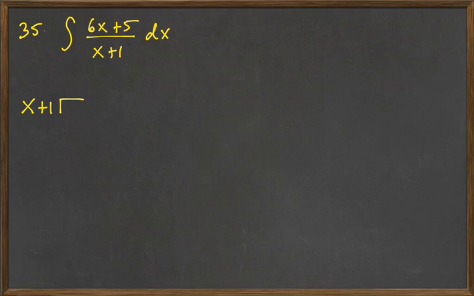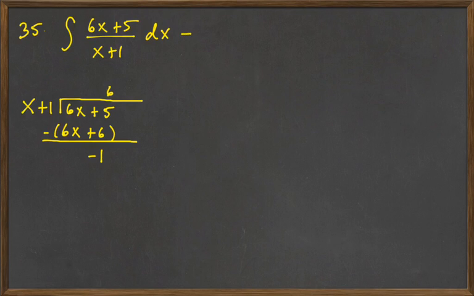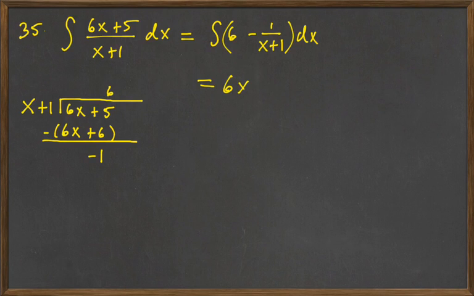So x plus 1 into 6x plus 5. X times 6 is 6x. 1 times 6 is 6. And then we'll subtract, and that's going to give us a remainder of negative 1. So our quotient is 6 plus a remainder of negative 1 over the divisor, okay? All right, so the integral of 6 is 6x, and then minus the natural log absolute value of x plus 1, plus your constant of integration.